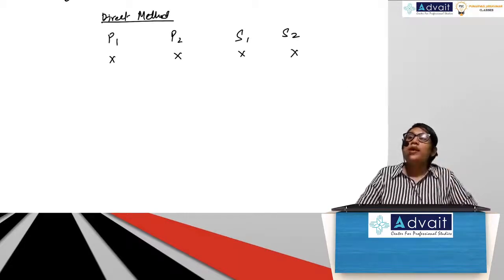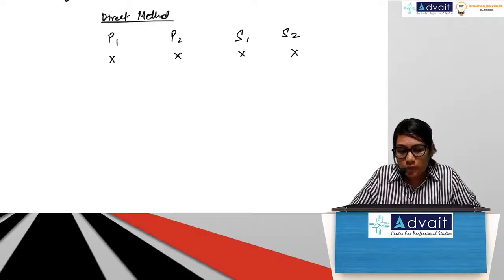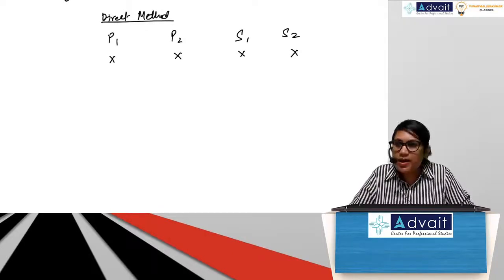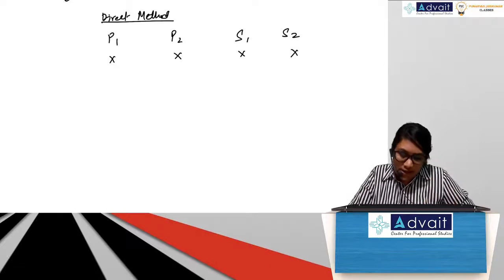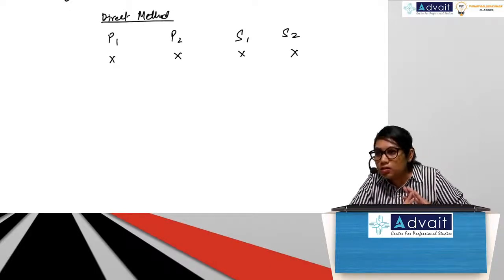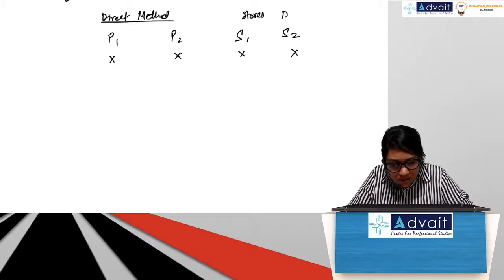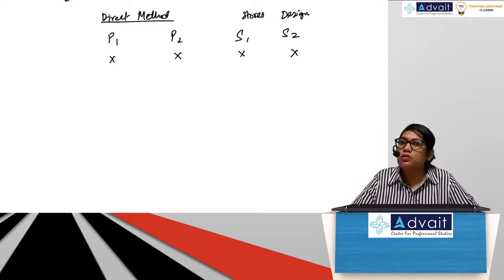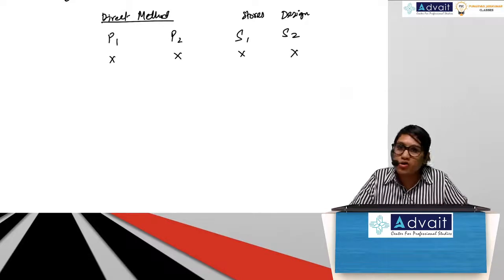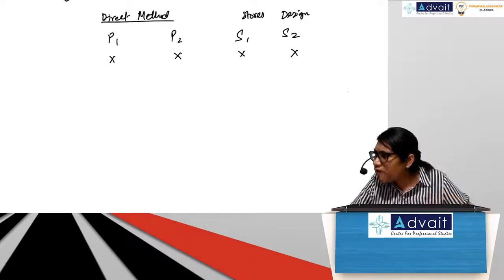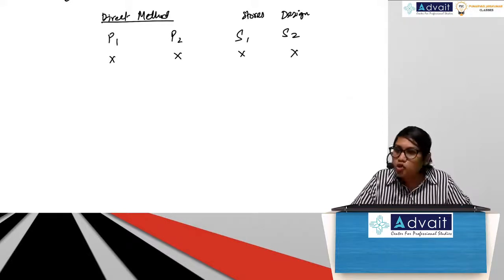Guys, so in direct method we assume that S1 is not serving S2 and S2 is also not serving S1. Possible, for example, stores department and design department. Stores department also doesn't serve design department. Design department also does not serve stores department. So now these two are not serving each other.